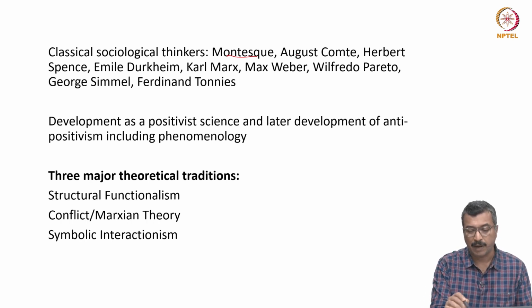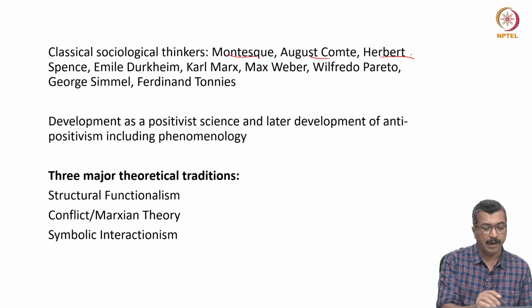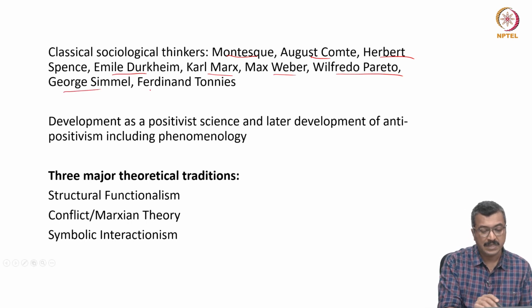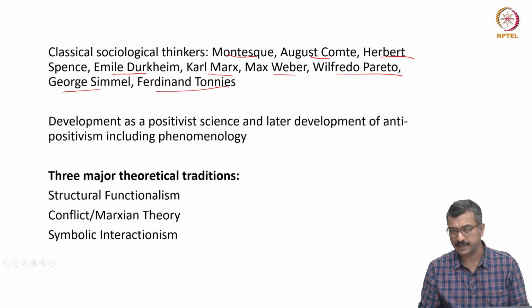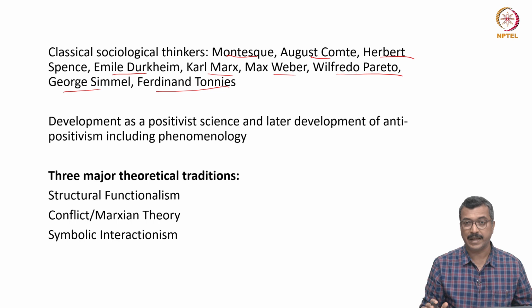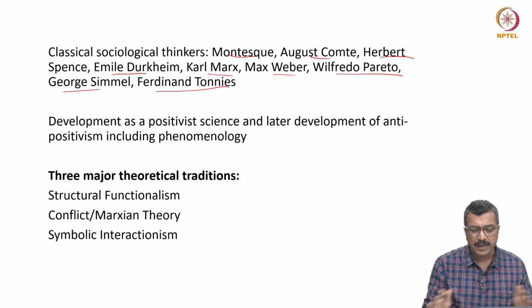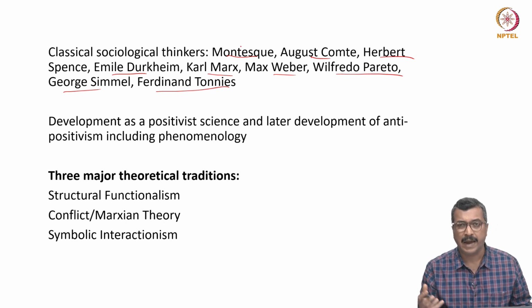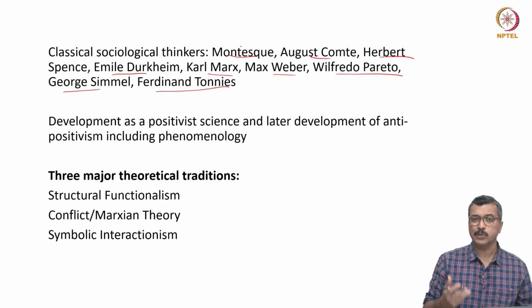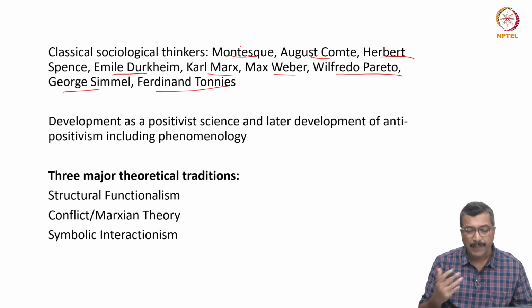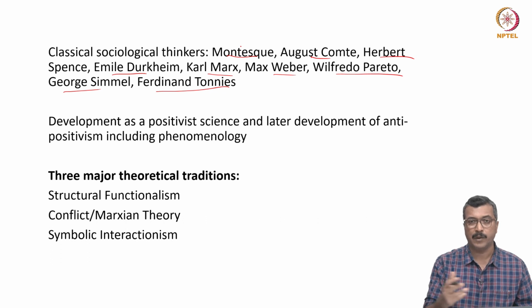You have Montesquieu, you have Auguste Comte, Herbert Spencer, Emile Durkheim, Karl Marx, Max Weber, Vilfredo Pareto, Georg Simmel, Ferdinand Tönnies, and a lot of others. Again, we are not going into the details because it will take a lot of time. Quite a lot of earlier scholars, for example, Montesquieu and another person by name Saint-Simon. These were not sociologists per se, because there was no sociology then, but they were widely seen as social philosophers, those who combined sociology with philosophy.